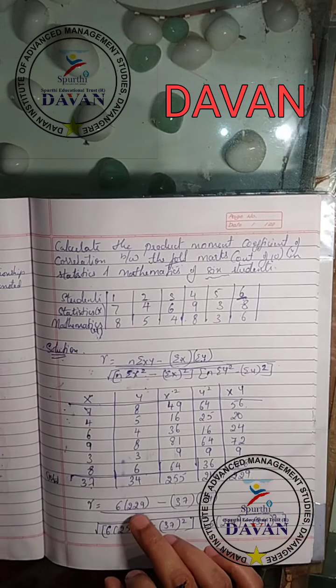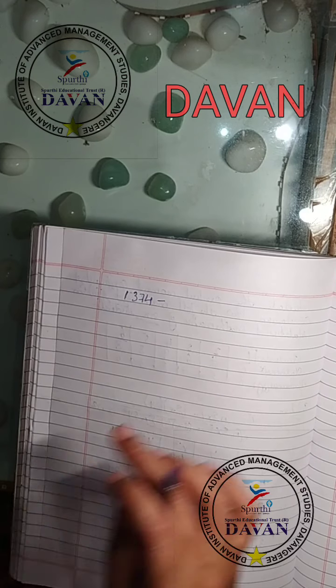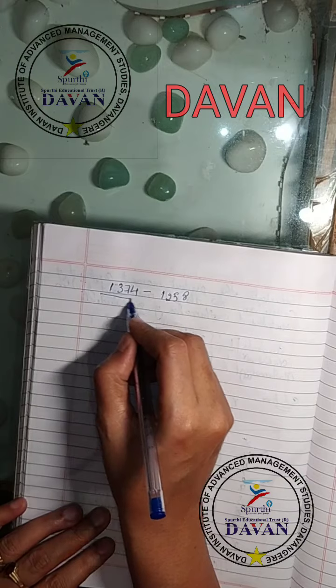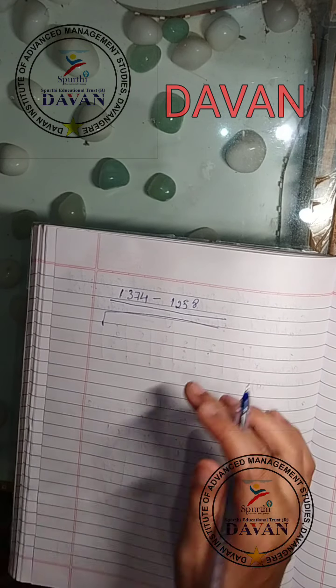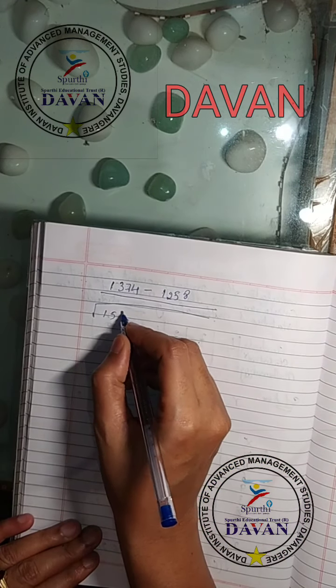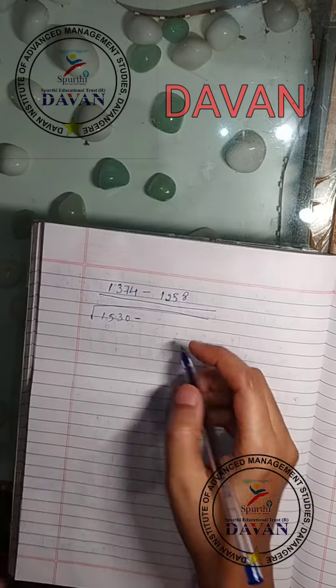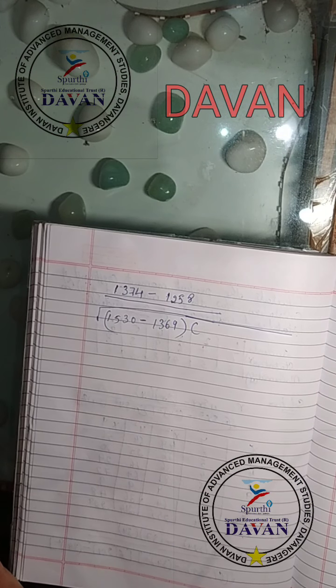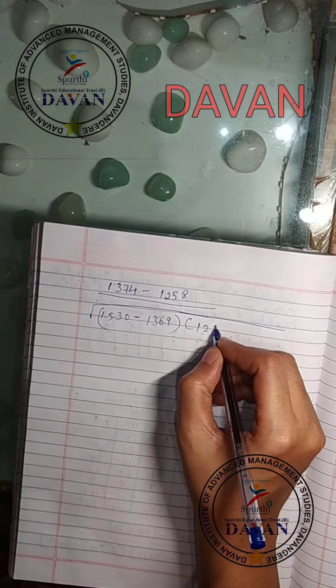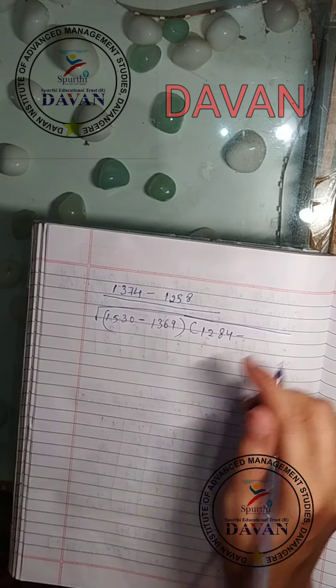6 into 229 is equal to 1374 minus 37 into 34, 1258, whole divided by square root of 6 into 255, 1530 minus 37 into 37, 1369, into 6 into 214, 1284 minus 34 into 34. It is 34 square.